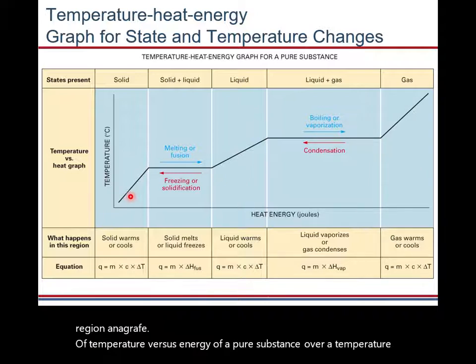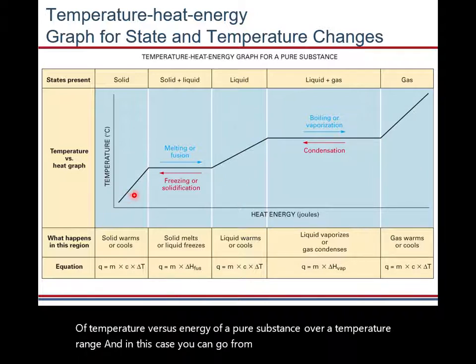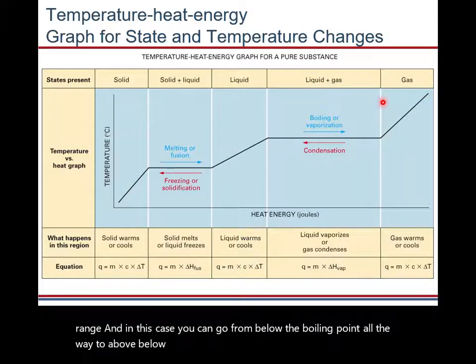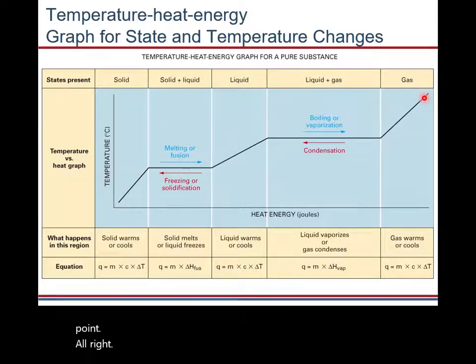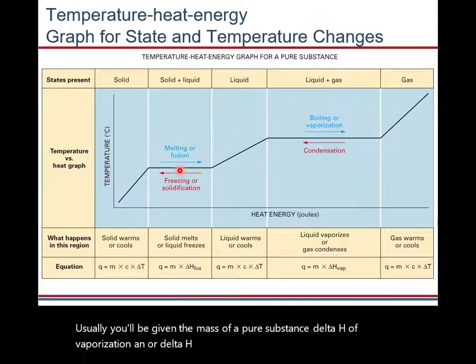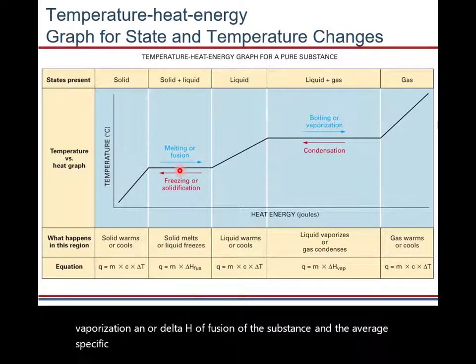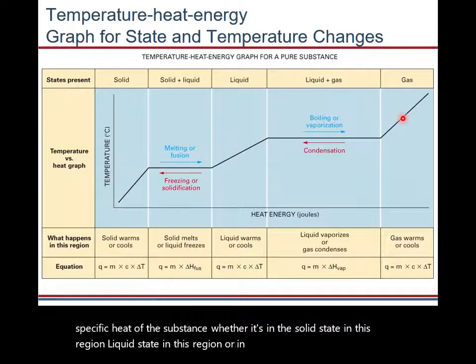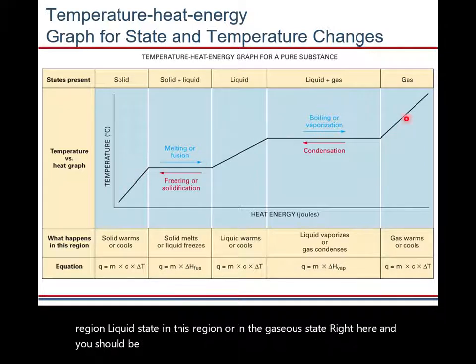And in this case, you can go from below the boiling point all the way to above, below the melting point all the way to above the boiling point. All right? Usually you'll be given the mass of a pure substance, delta H of vaporization and or delta H of fusion of the substance, and the average specific heat of the substance, whether it's in the solid state in this region, liquid state in this region, or in the gaseous state right here, and you should be able to take it from one state into another.